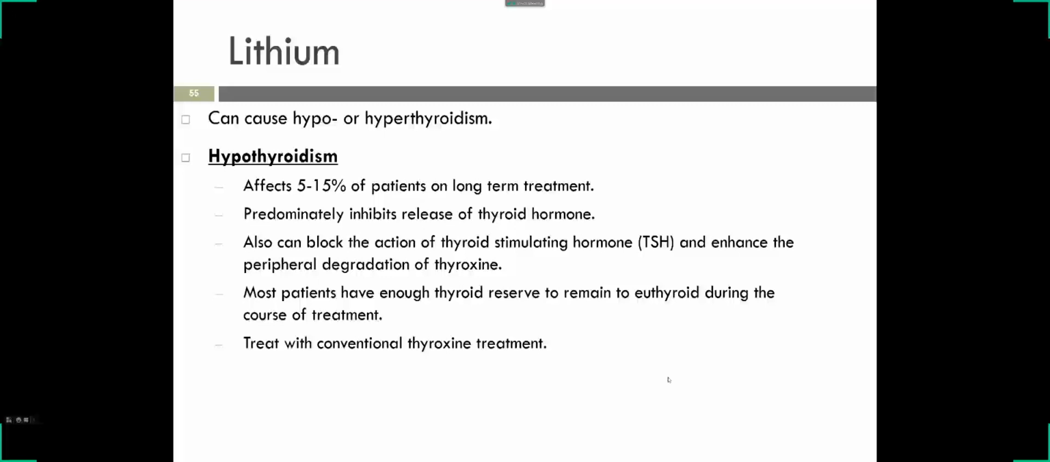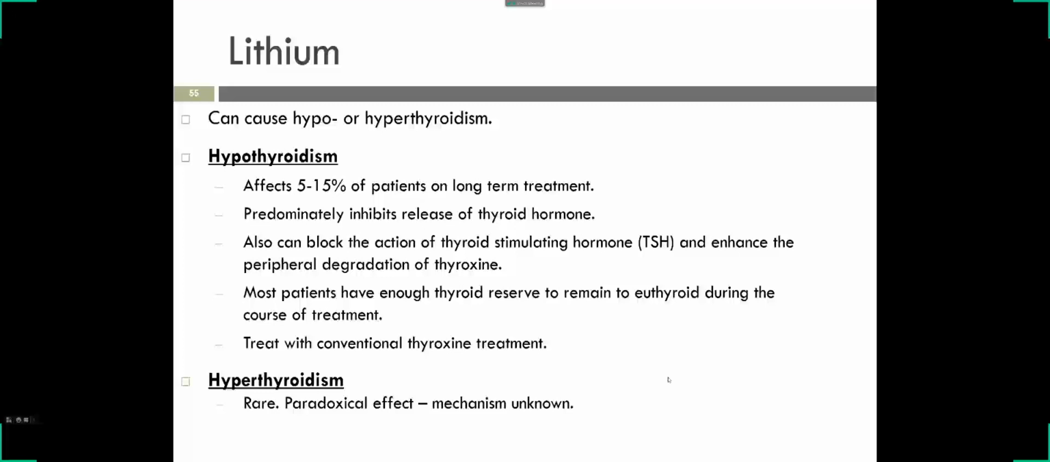It's a bit unclear how or why that happens, and the mechanism of lithium is one of the many mysteries of pharmacology. But it can block the action of the thyroid stimulating hormone and enhance the peripheral degradation of thyroxine. So most patients have enough thyroid reserve to remain relatively euthyroid and adjust during the course of a lithium treatment. But occasionally you get patients that cannot. And then you just treat them with conventional thyroxine replacement therapy.